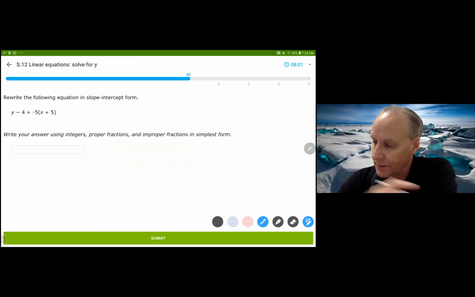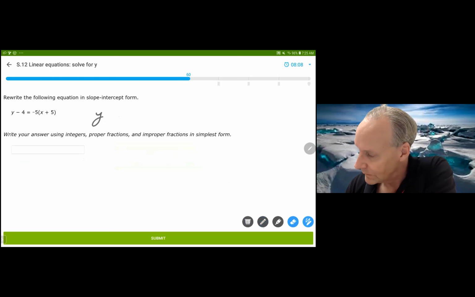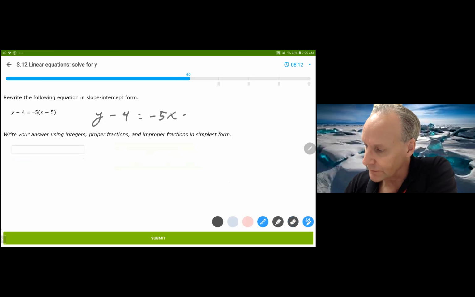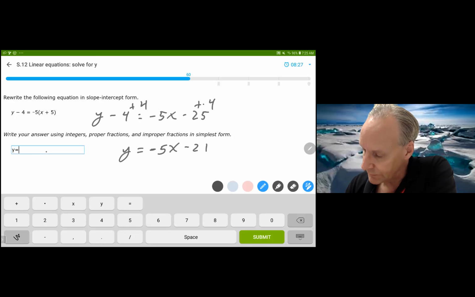And we're getting there. Distribute the negative 5, and we get y minus, oops, dang it. y minus 4 is equal to negative 5x minus 25. And we're going to add the 4 to both sides, and we get y is equal to negative 5x minus 21. I just added 4 to both sides. And that is a minus there. There we go. y equals negative 5x space minus space 21.